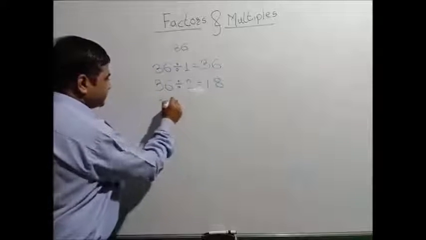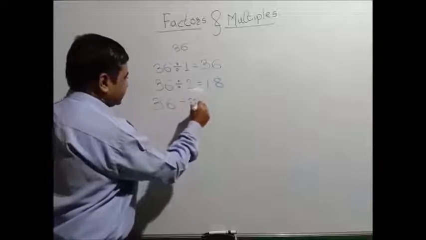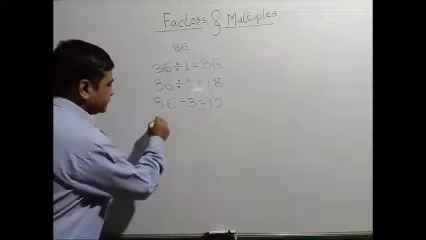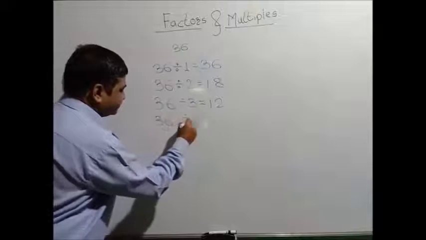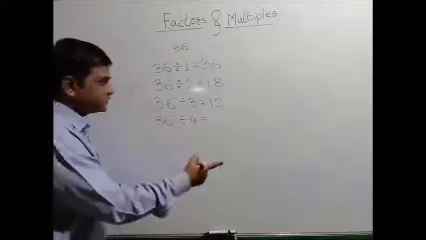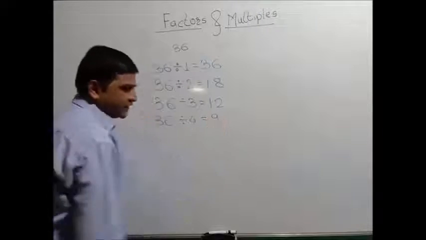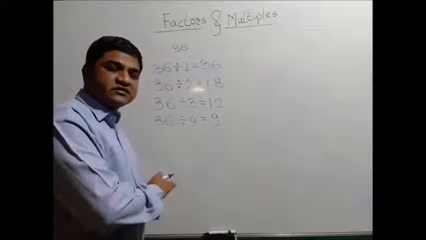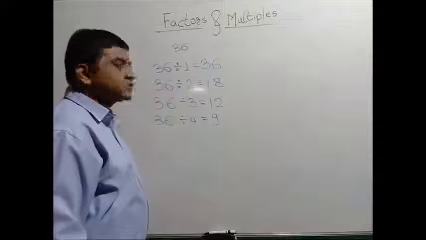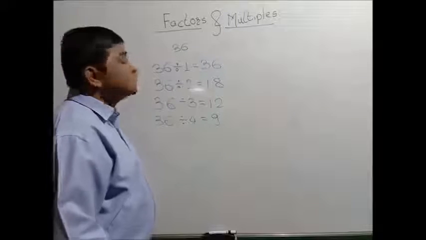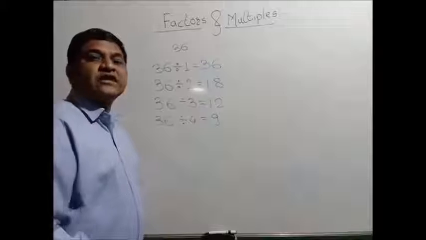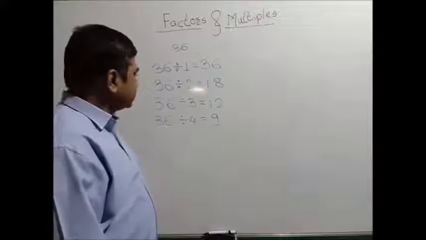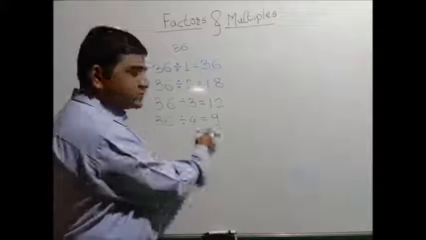Now if I try to divide 36 by 3, yes, definitely I can divide 36 by 3 and what I get is 12. Well, if I try to divide 36 by 4, you know that 4 nines are 36, so I will get quotient as 9. What will be the remainders in these cases? Remainders in these cases are 0. So what is meant by factors? Factors are nothing but the exact or perfect divisors of a number. Now let us try to divide 36 by 5.